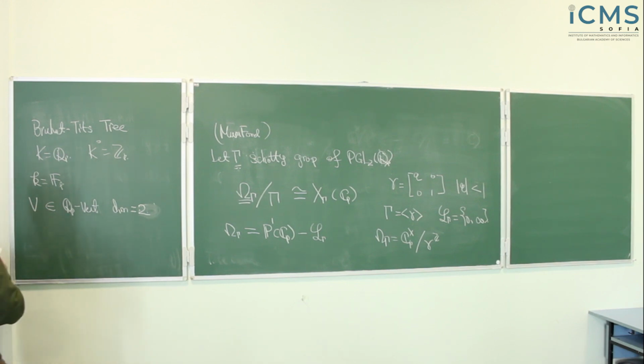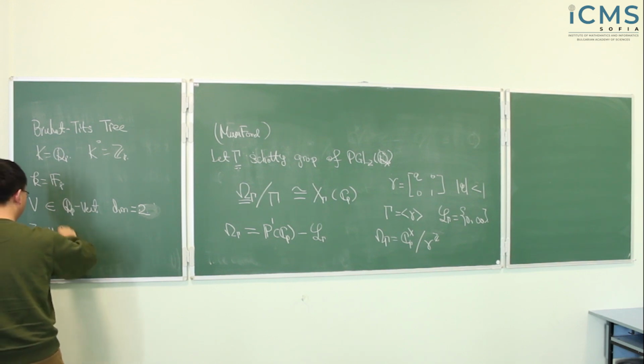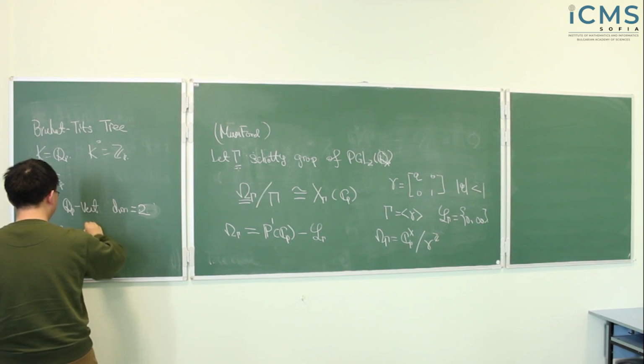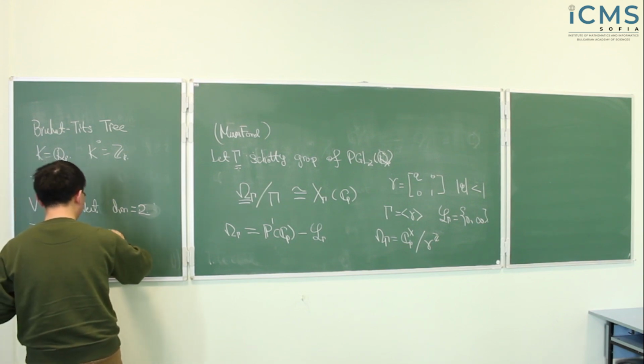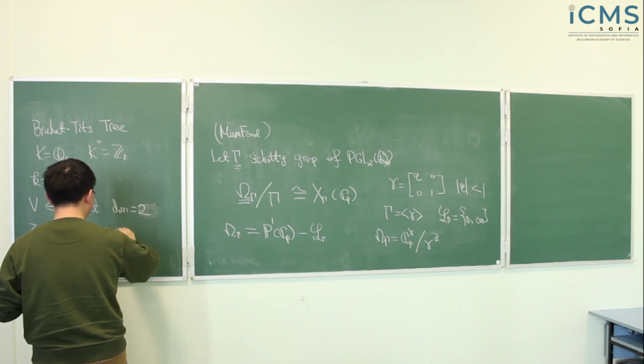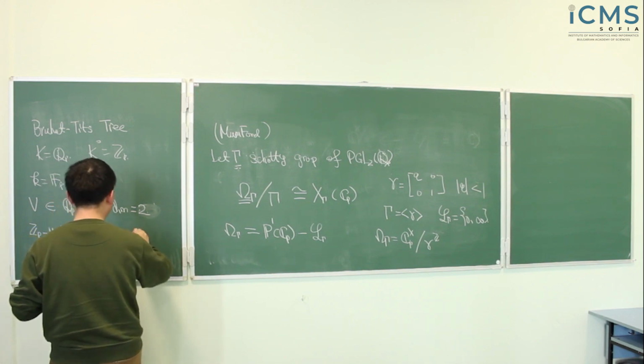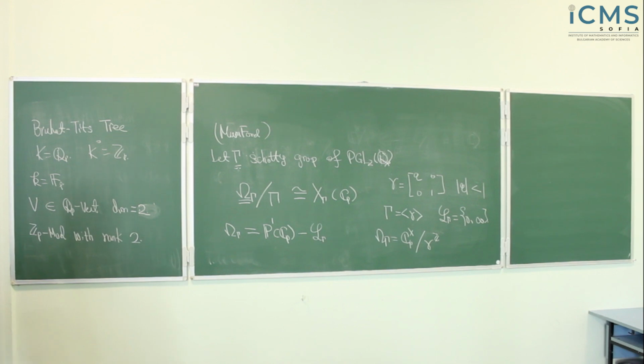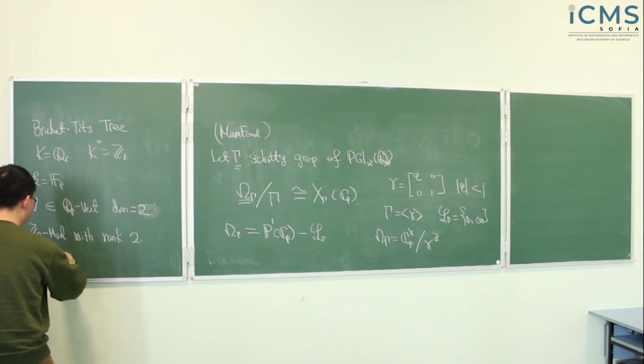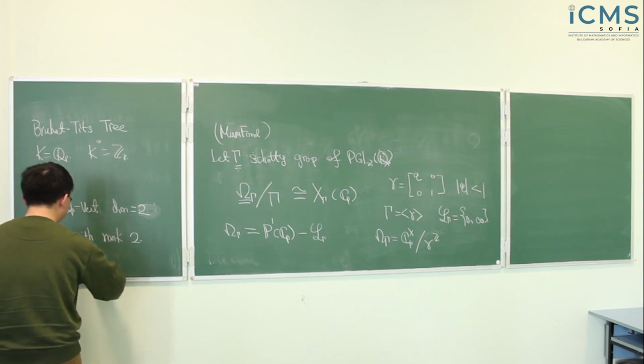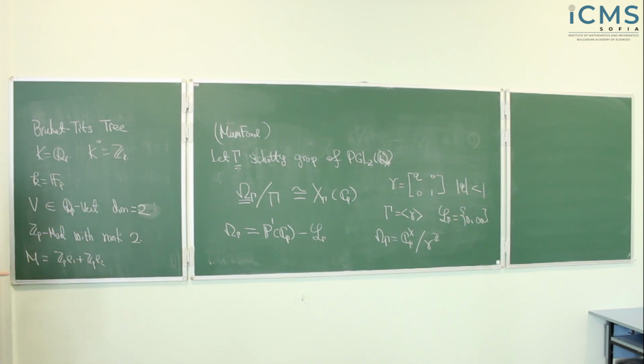The lattice inside this is a Z_p module of rank 2. So you can see that if we pick any lattice N inside this, it could be generated by something like Z_p e_1 plus Z_p e_2, where e_1 and e_2 are linearly independent vectors inside Q_p^2.